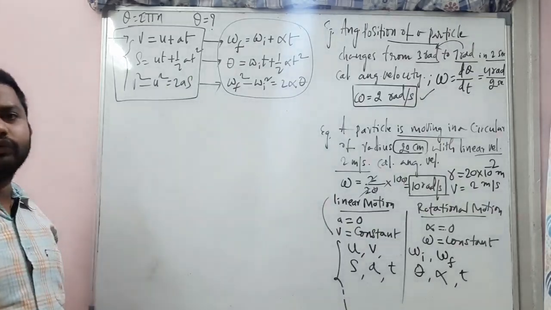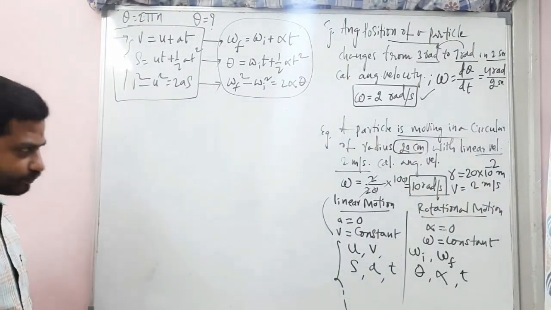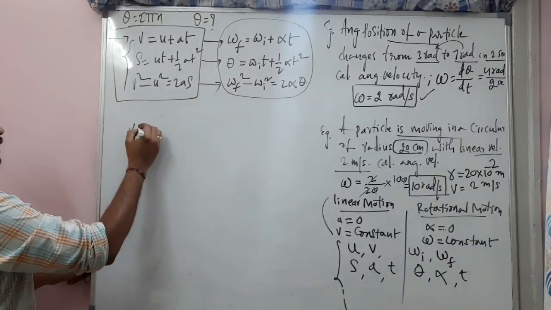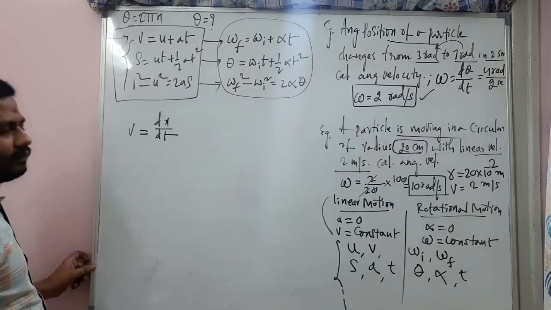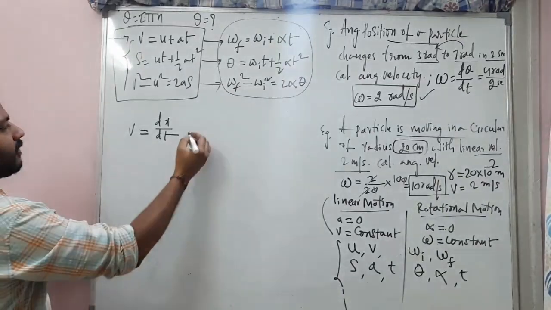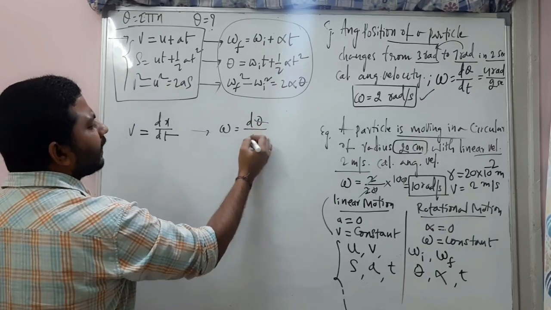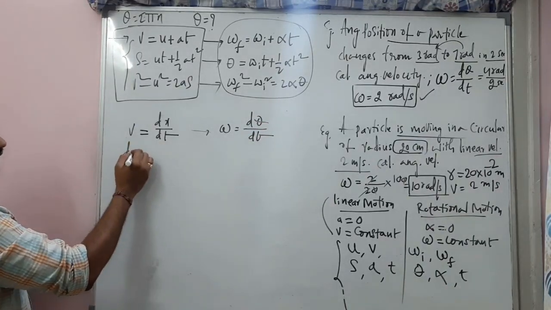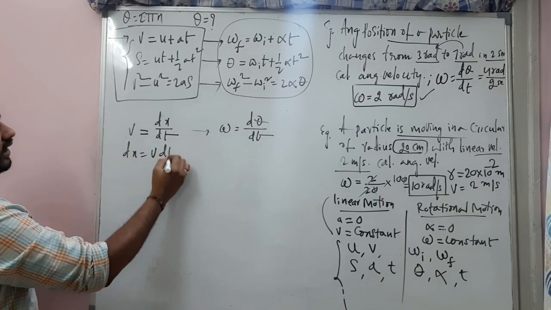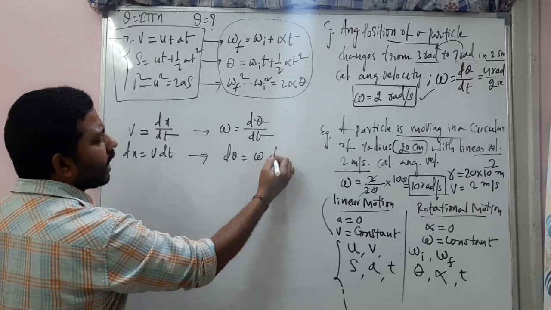Before we move to the questions, have a look at one more interesting thing here. We have linear velocity is equal to dx by dt. The same way, angular velocity is equal to d theta by dt, my dear students. And here dx is equal to v dt, and here d theta is equal to omega dt.